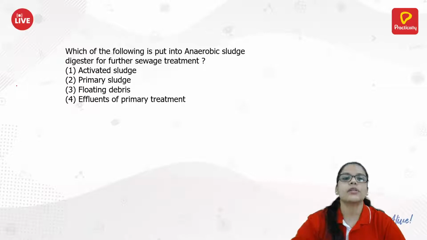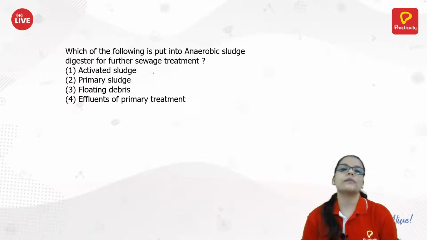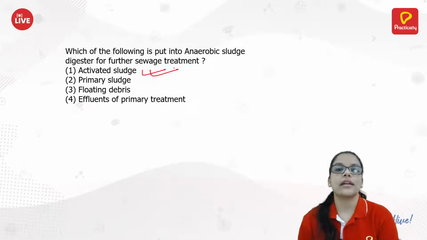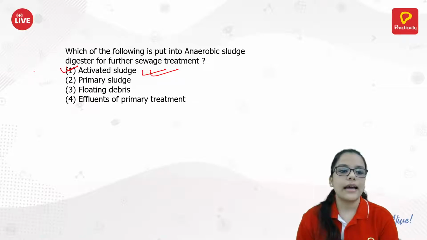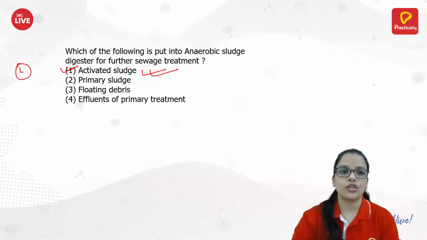Which of the following is put into an anaerobic sludge digester for further treatment? This is activated sludge. This comes directly from the NCERT book. The answer is activated sludge.